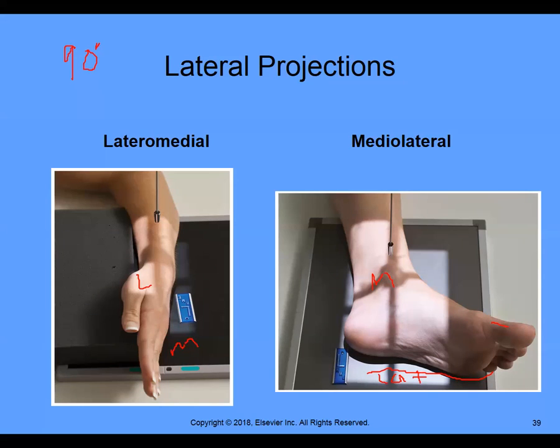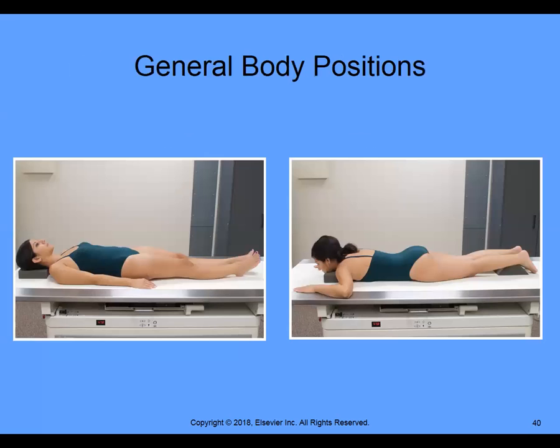So then this becomes a medial lateral projection, because again, we're describing how the central ray is traveling through this ankle. In this case, it's traveling from medial to lateral. These here again are just body positions, and we went over this yesterday.